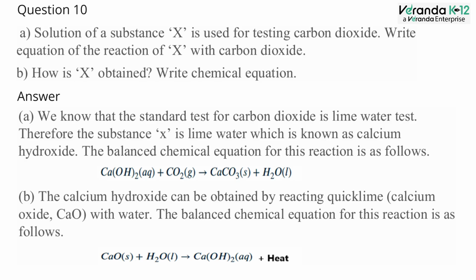B subdivision. Calcium hydroxide can be obtained by reacting quicklime, which is calcium oxide, with water. The balanced chemical equation for this reaction is CaO plus H2O gives Ca(OH)2 plus liberation of heat.